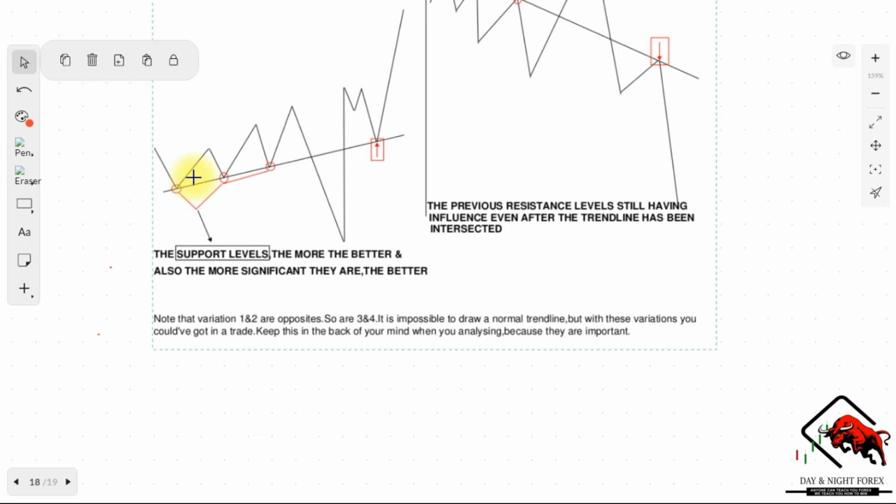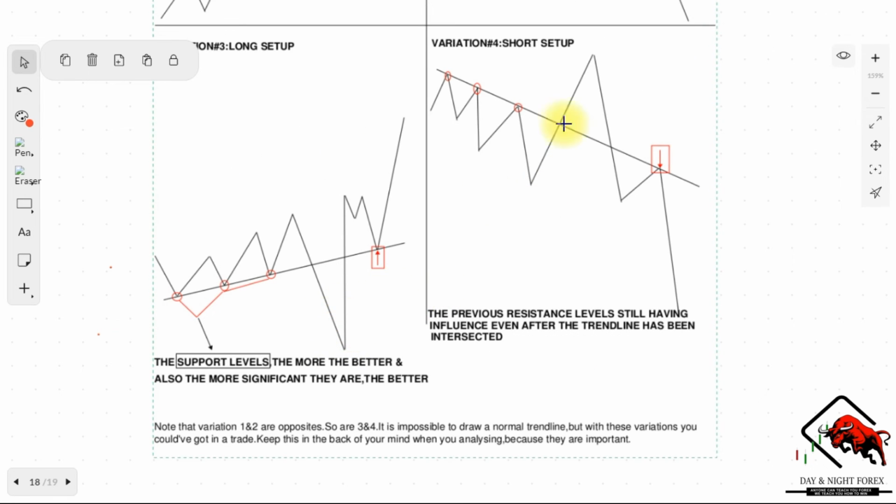It is impossible to draw a normal trend line in these conditions, because we have an obstruction over here and an obstruction over there as well, even in the downtrend. But with this variation, you could have gotten into a trade as well. So keep this in the back of your mind when you analyze, because they are important.